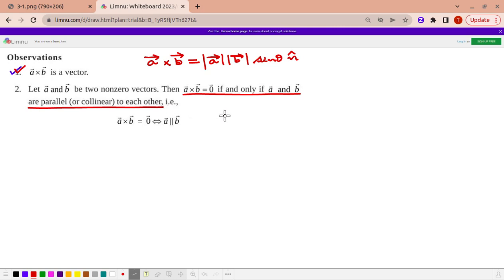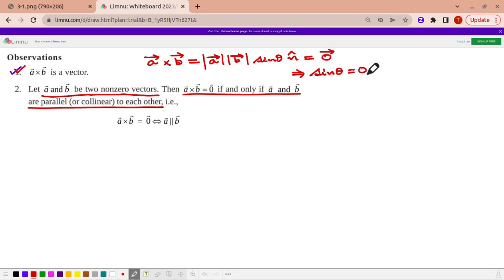Okay, what does it mean? Now, if you go back to the definition of A cross B, that is mod A into mod B into sin theta. Now, when will that be equal to 0, I mean literally the 0 vector? Now, mod A is not equal to 0, mod B is not equal to 0, because it is given that A and B are non-zero vectors, that is mentioned here, right, non-zero vectors. So, that implies sin theta equal to 0, correct or not?